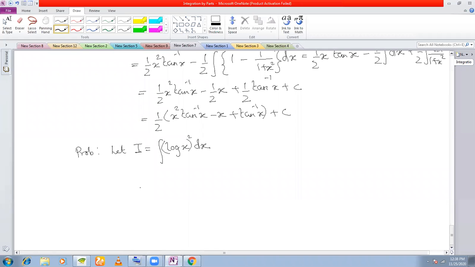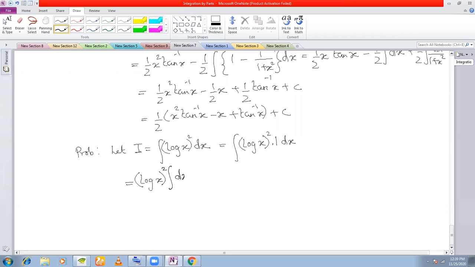So let us see how to evaluate this integral, log x whole square. First of all, since you see only a single function here, log x whole square, you will take log x whole square into 1, and function 1 you will take as your second function. Log x you will take as your first function, because by ILATE, the L comes before A. That is why log x whole square you will take as your first function.